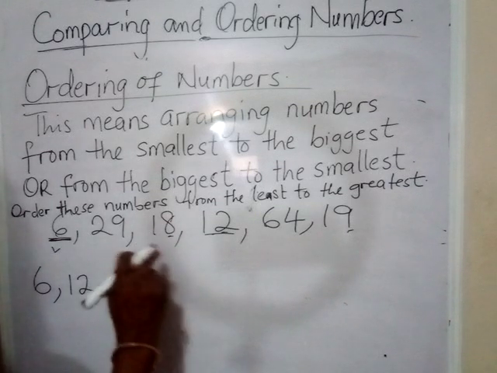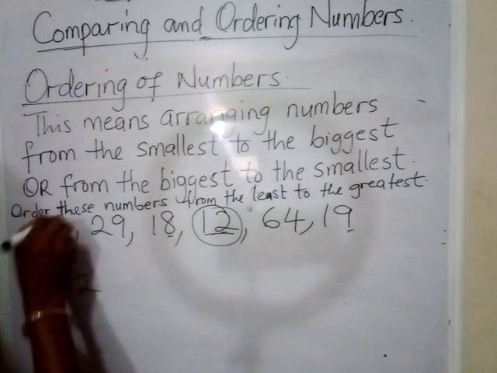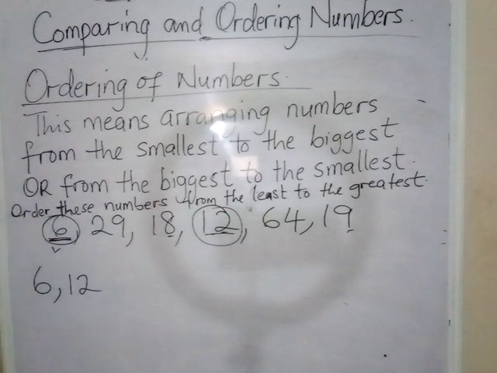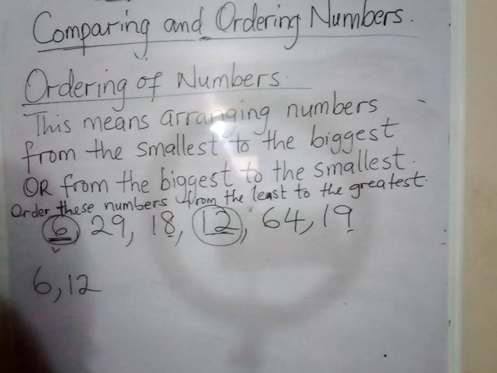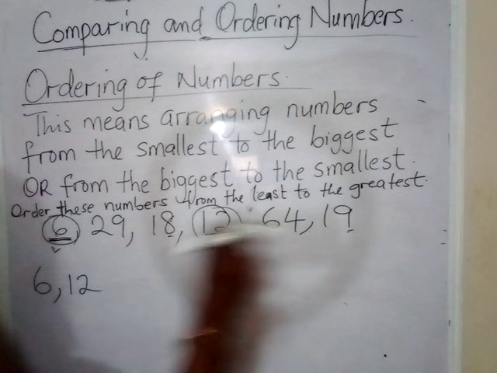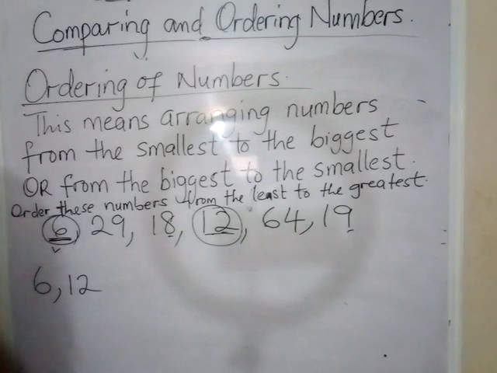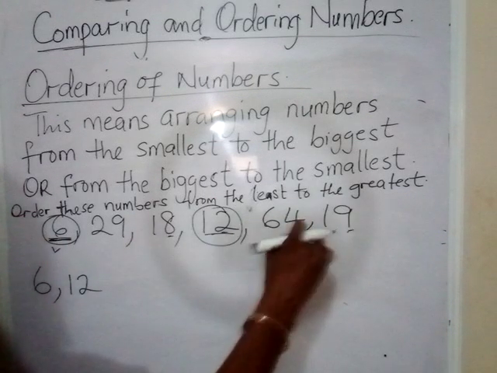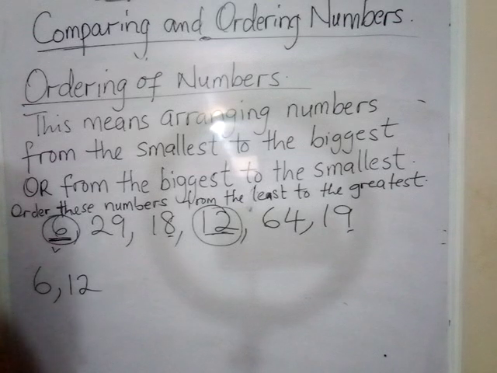Now the other remaining 2, let's circle it so that we know we are done with it. The other numbers that have 1 in the tens position are 18 and 19. Now 1 and 1 are in the tens position, but in the units position we have something that will help us to tell which is bigger or smaller.